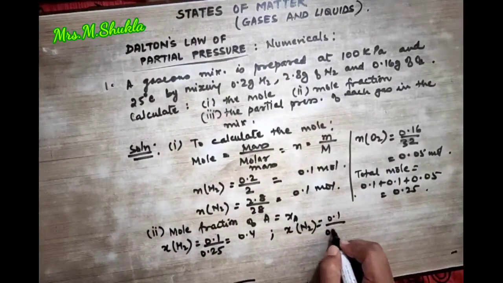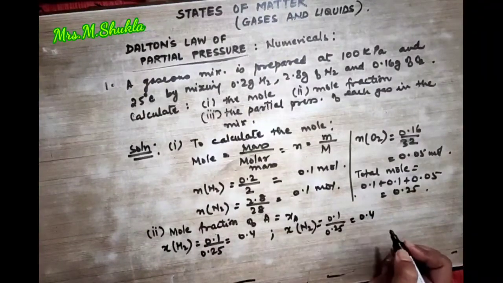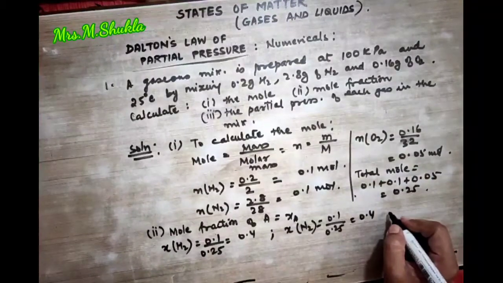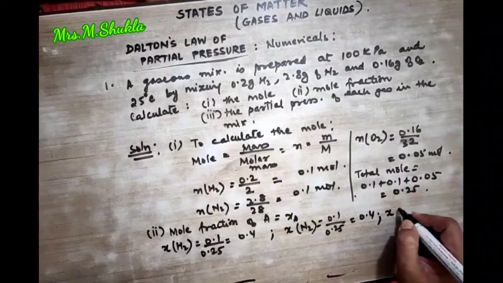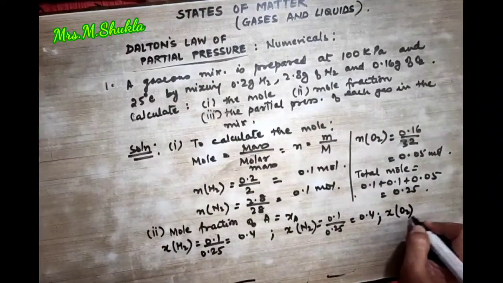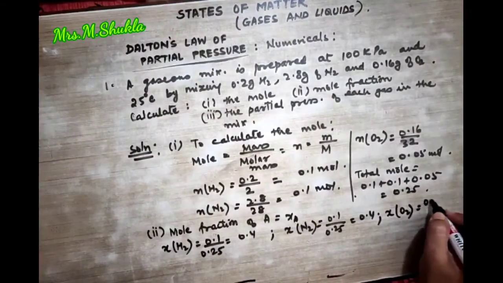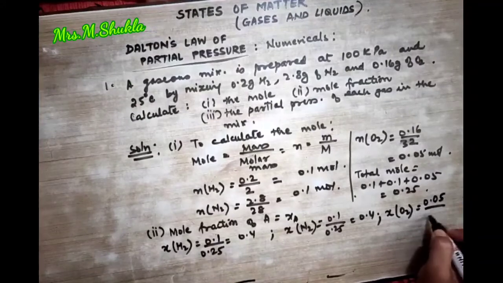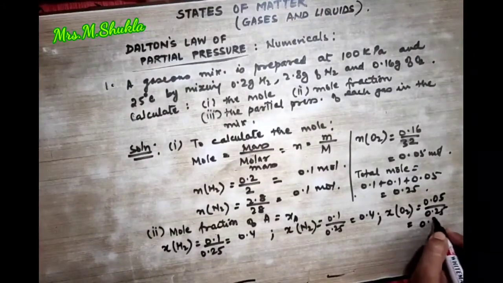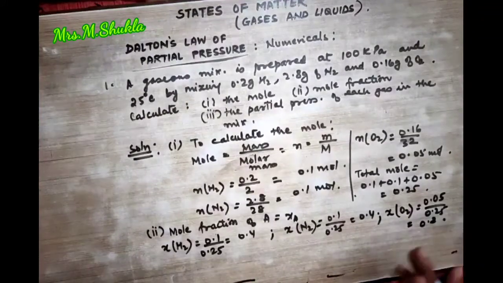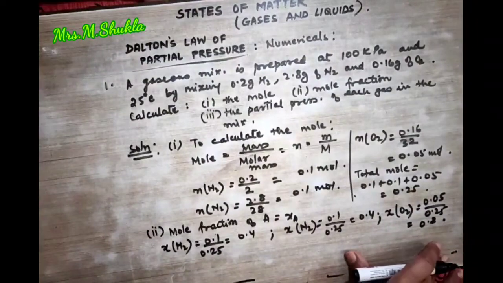0.1 upon 0.25. This is also equal to 0.4. That is for nitrogen. Now the mole fraction for oxygen will be equal to how much? 0.05 upon 0.25. So this will be equal to 0.2, right? So this is the mole fraction of each gas.